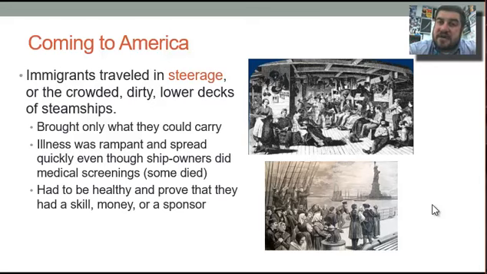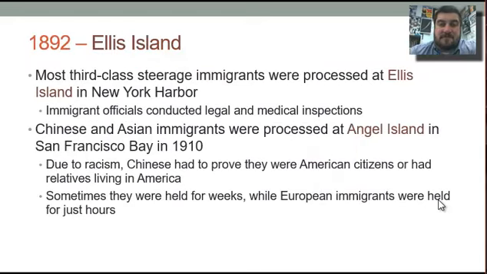Once they get to America, they have to prove that they are healthy and that they have either a skill, money, or a sponsor who could provide for them. Most third-class steerage immigrants are processed at Ellis Island beginning in 1892, and that's in New York Harbor. So they sail into New York Harbor, they see the Statue of Liberty. It's very, very moving for them, and it provides them hope that they're going to have a better life.